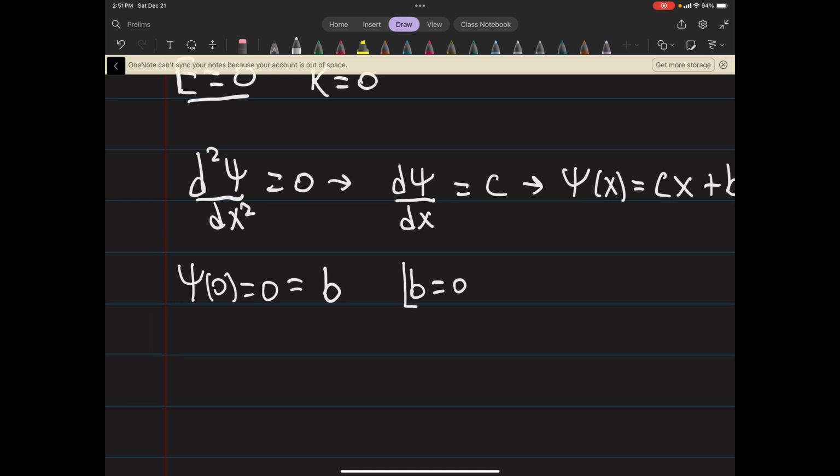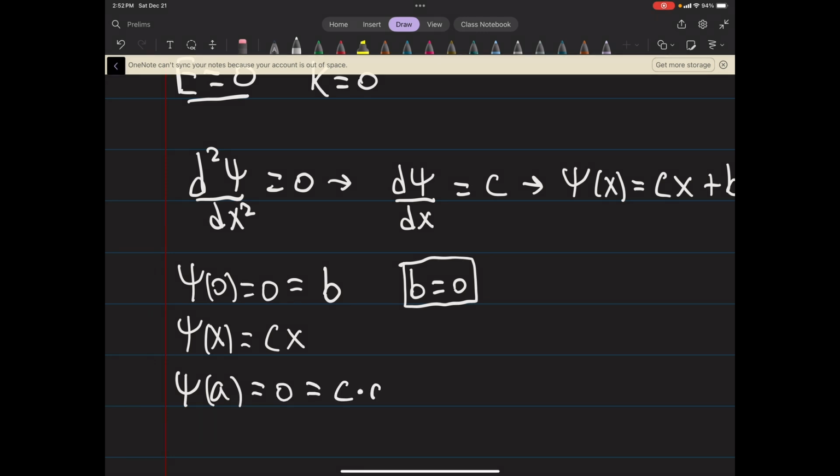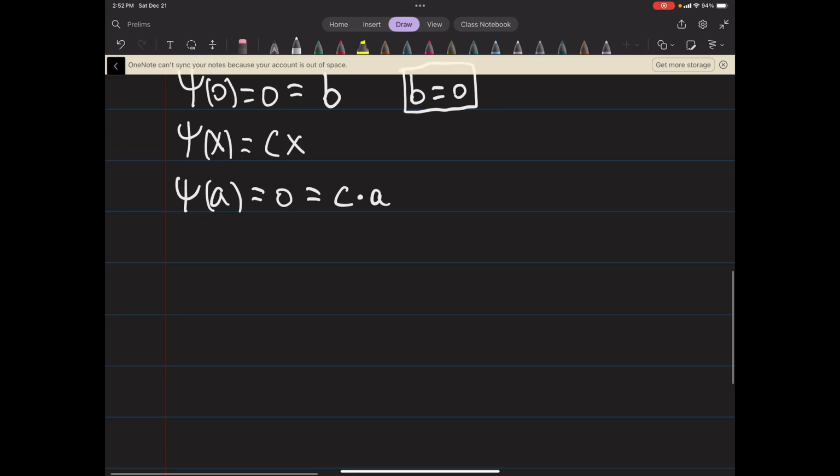So we get b equals 0. So then psi of x simplifies to just c times x. But now let's apply our other boundary condition. Psi of a equals 0 equals c times a. Clearly a is not 0 in this case, which means c has to be equal to 0 by the zero product property. So then psi of x is just 0, which is the trivial solution. And if you remember, we're not actually interested in the trivial solution.